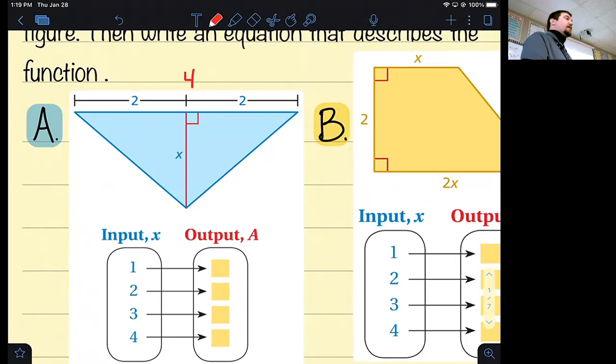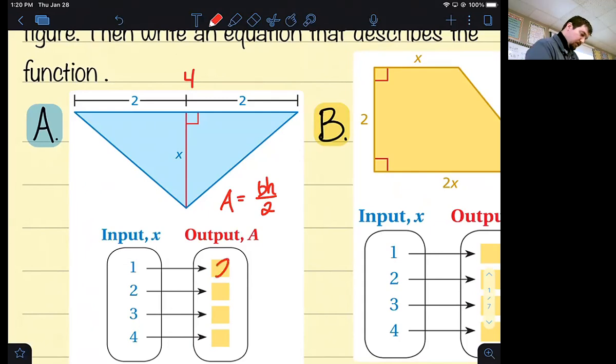So the area formula for a triangle is what, Dylan? A equals base times height divided by 2. Sure. Yep. Base times height divided by 2, or 1/2 BH, a couple different ways you could write it. That's how you find the area of a triangle. So we know that the base is 4, so it's 2 plus 2. They're giving us a different number to plug in each time for the height. Okay, so what's 4 times 1 divided by 2?